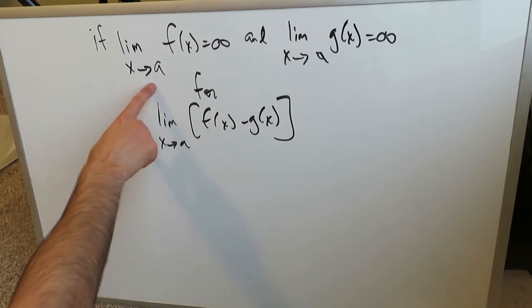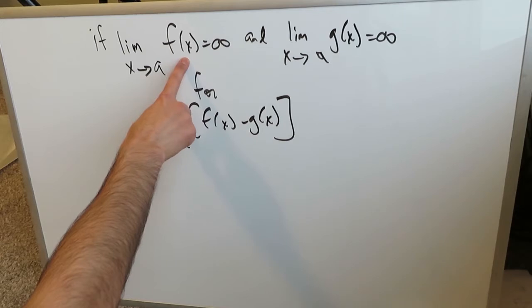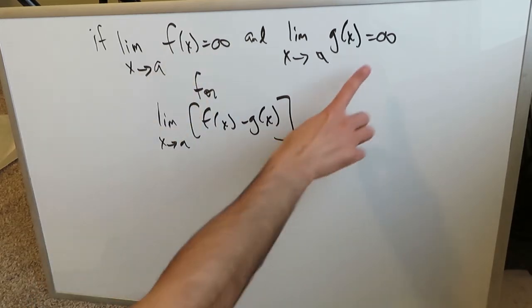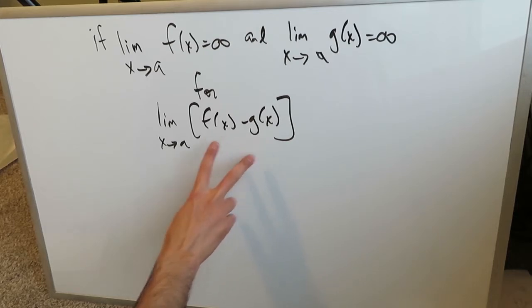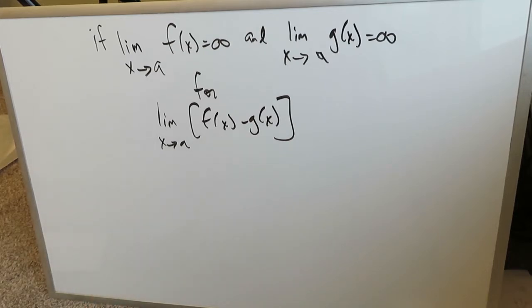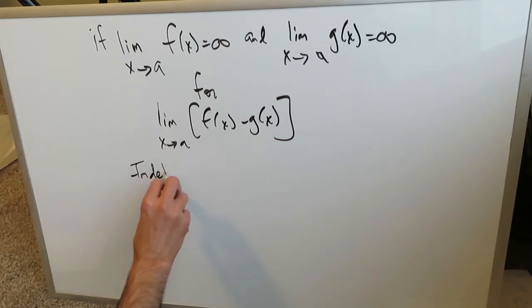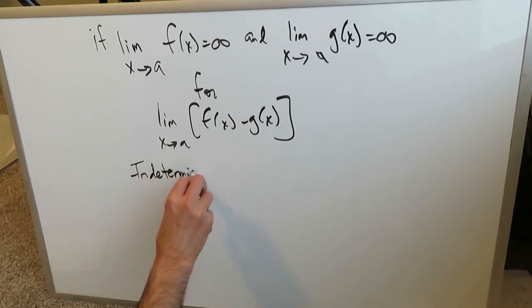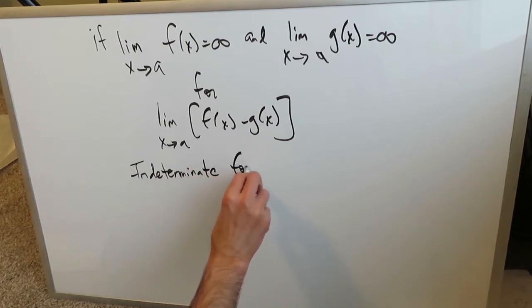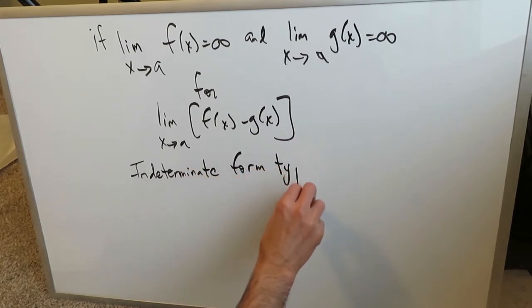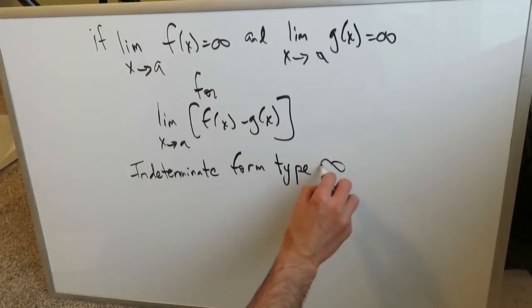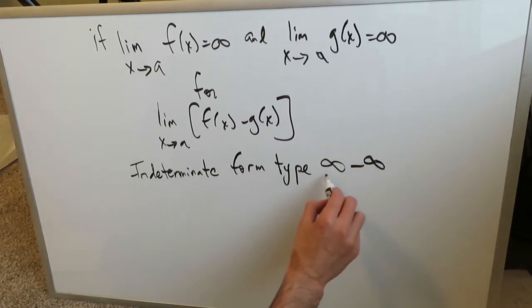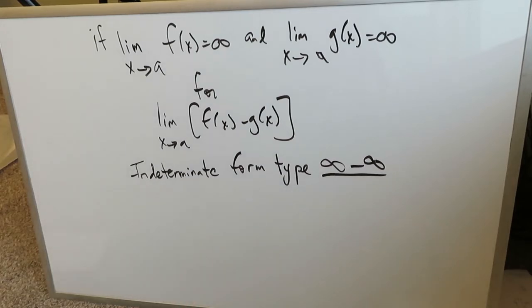If, as x approaches a, the f function is approaching infinity and the g function is approaching infinity, for a function which looks like this, a difference of two functions, we have an indeterminate form type over here. These are the various form types which confuse the whole limit determination procedure. We're basically looking at the indeterminate form type infinity minus infinity. That's a form type. And what are we talking about here?